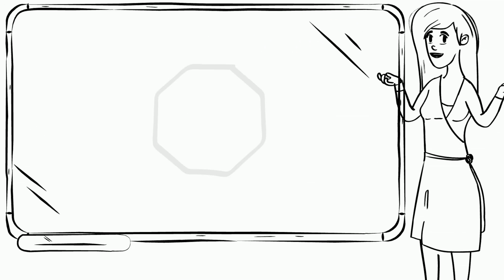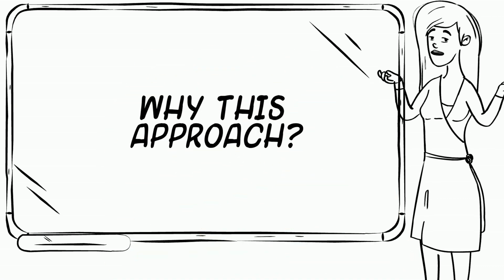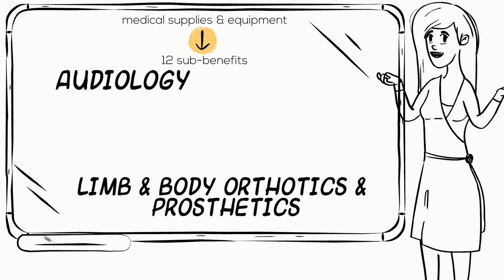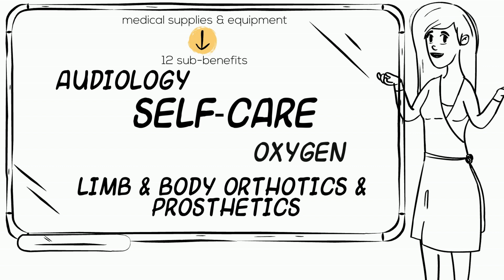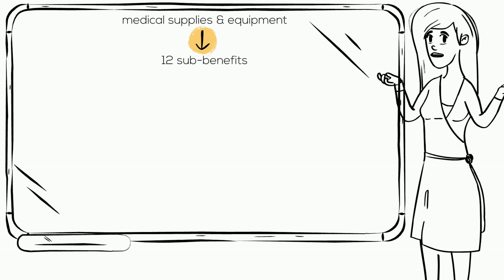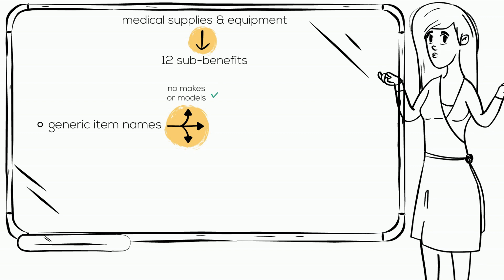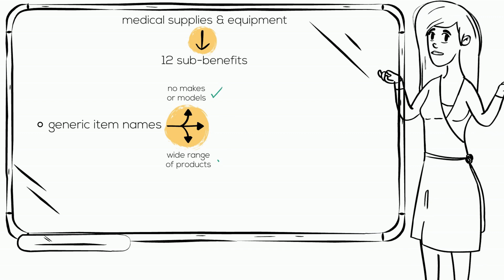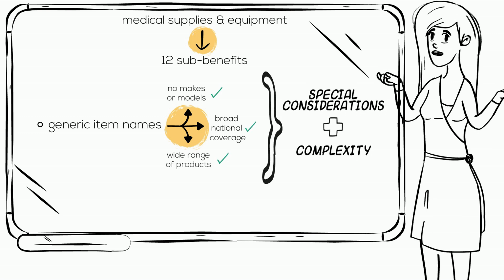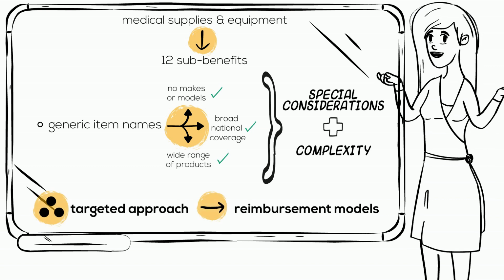Before we dive into the specifics of each reimbursement model, you might be wondering, why does the program use this approach? Great question. The medical supplies and equipment benefit includes 12 sub-benefits, such as audiology, limb and body orthotics and prosthetics, self-care items, oxygen, low vision aids, mobility equipment, and more. Within each sub-benefit, items are listed using generic names, without specifying makes or models. This allows for a wide range of products and services, but it also introduces special considerations and added complexity, which is why using a specific reimbursement model is necessary for each benefit.